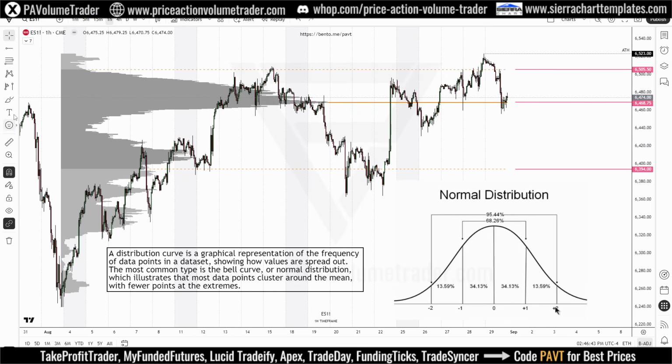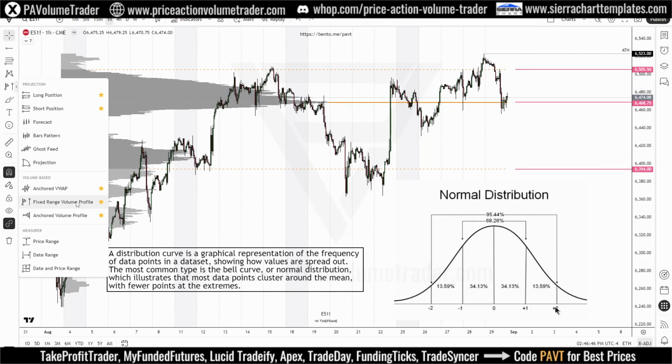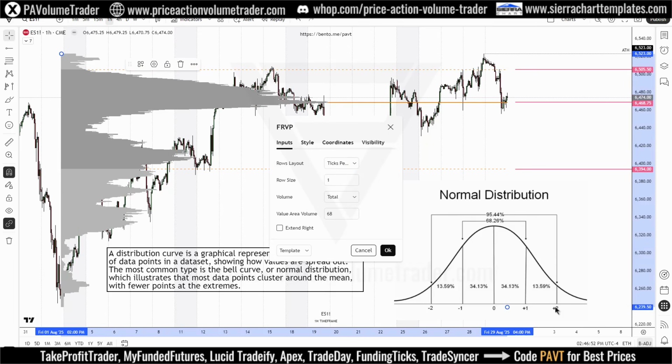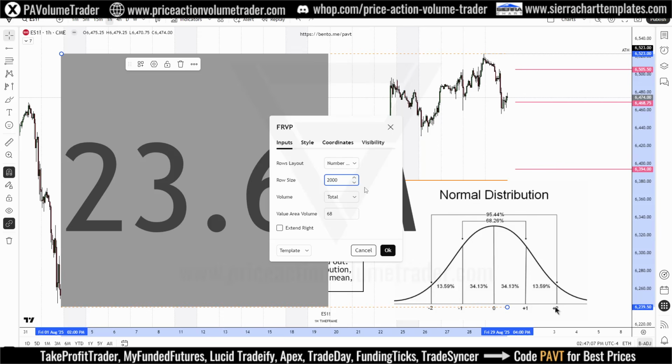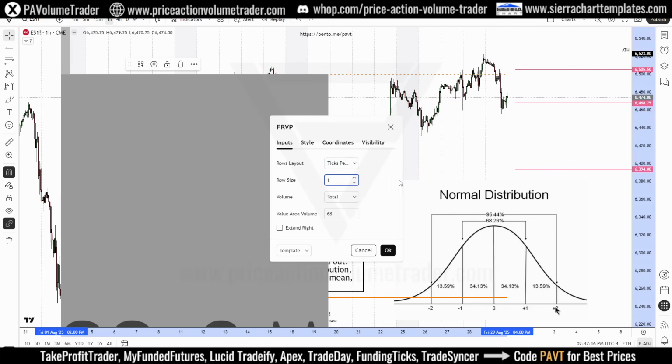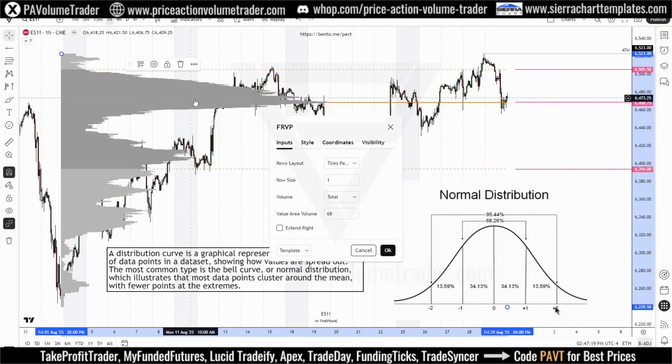So here again, this is a fixed range volume profile. I use this tool right here, and I anchored it from here all the way to the end. If I double click it, you can see I have it set at ticks per row, 1 tick per row to get the maximum resolution, and value area 68%. If I was going to use number of rows, I would just put a big value like 2000, for example, and you can see that it pretty much looks exactly the same as if I just used 1 tick per row. Okay, but since we're talking about futures markets, I'll just leave it at 1 tick per row. That is the setting I have on Sierra Chart as well.